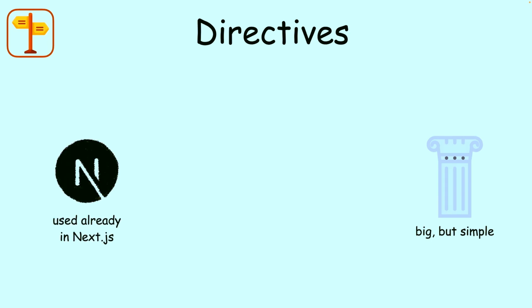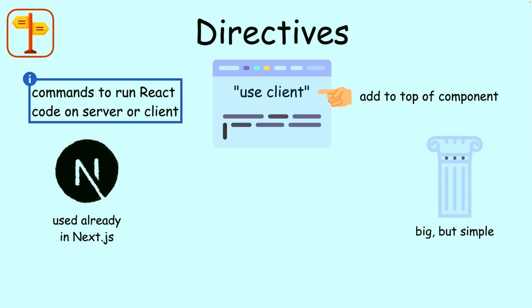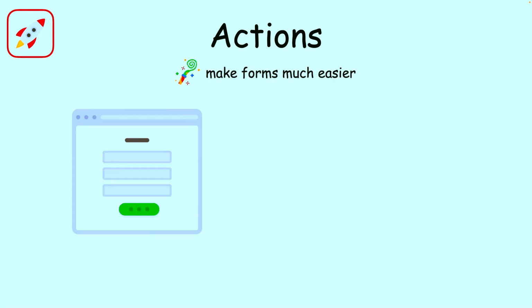If you've used Next.js lately, you've probably already seen them. Directives are just strings, which we can add to the top of component files. Directives let us tell React where we want to run a React component, on the client with use client, or on the server with use server. Now, actions are a great new feature that make working with forms a lot easier.